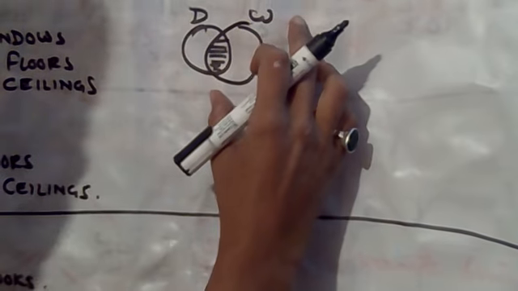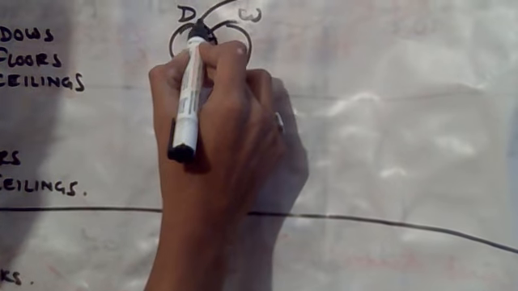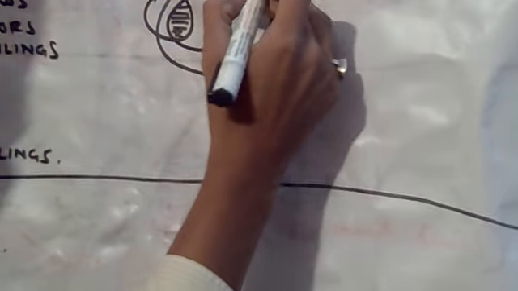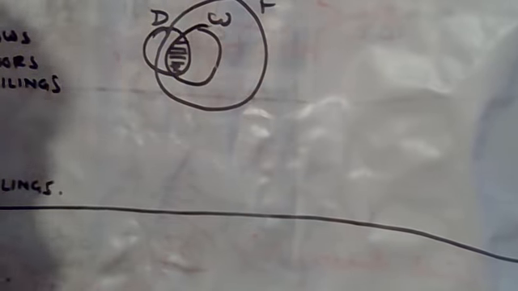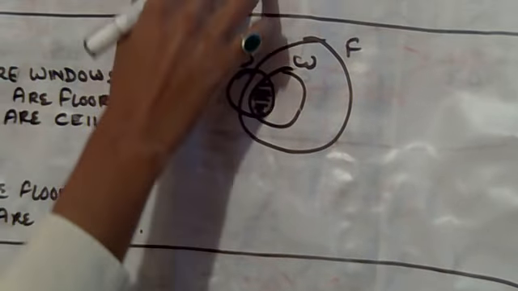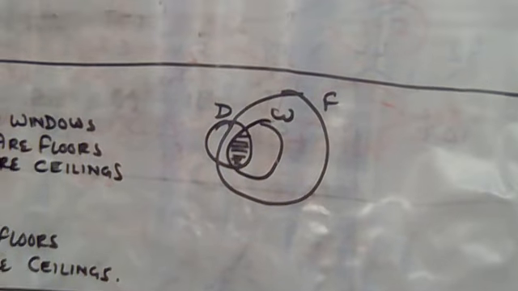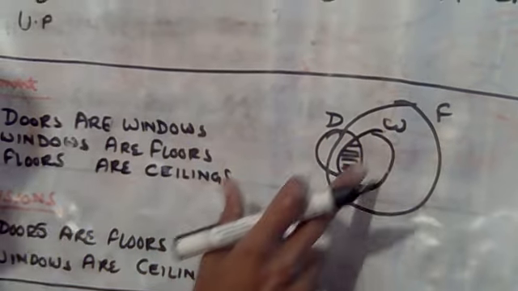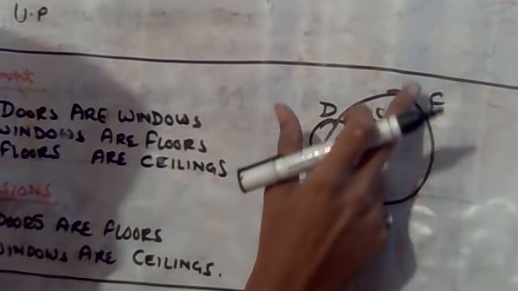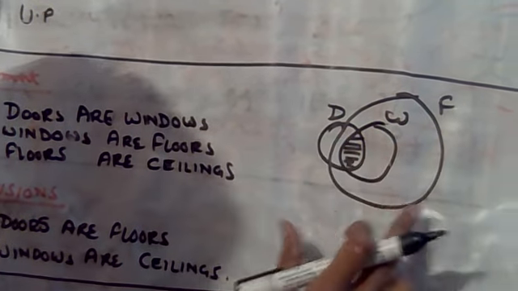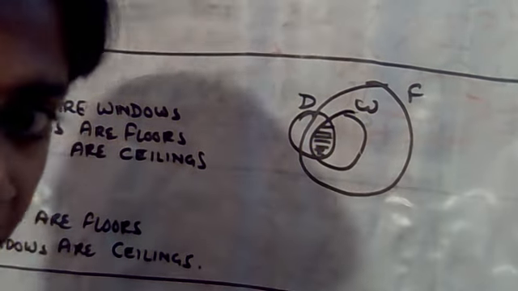Now it is said that all windows are floors. That means windows are contained in floors, like all parts of Lucknow are in India. So Lucknow is in India. Same way, all parts of windows are in floors. So windows is contained in a bigger circle that would be known as floors.